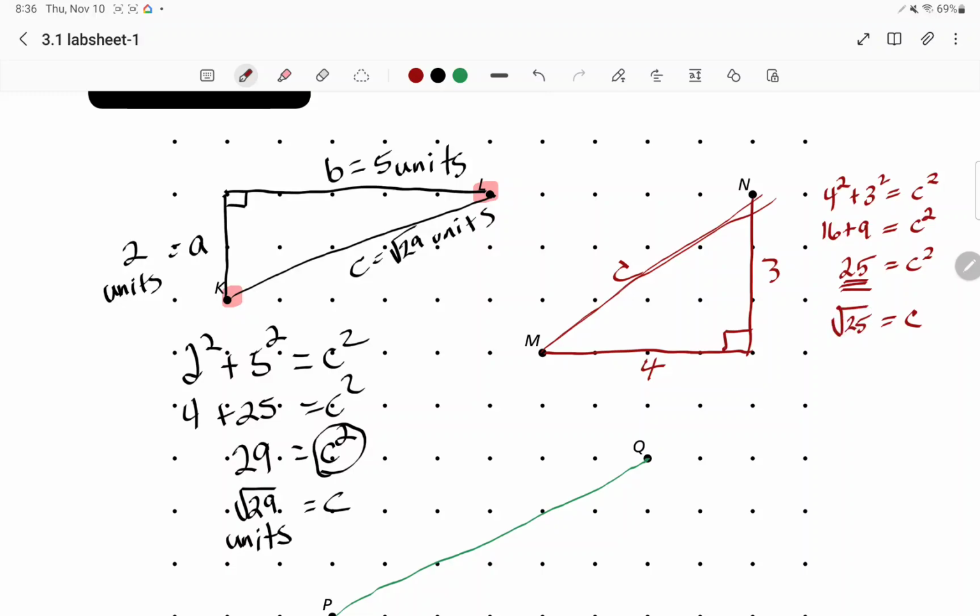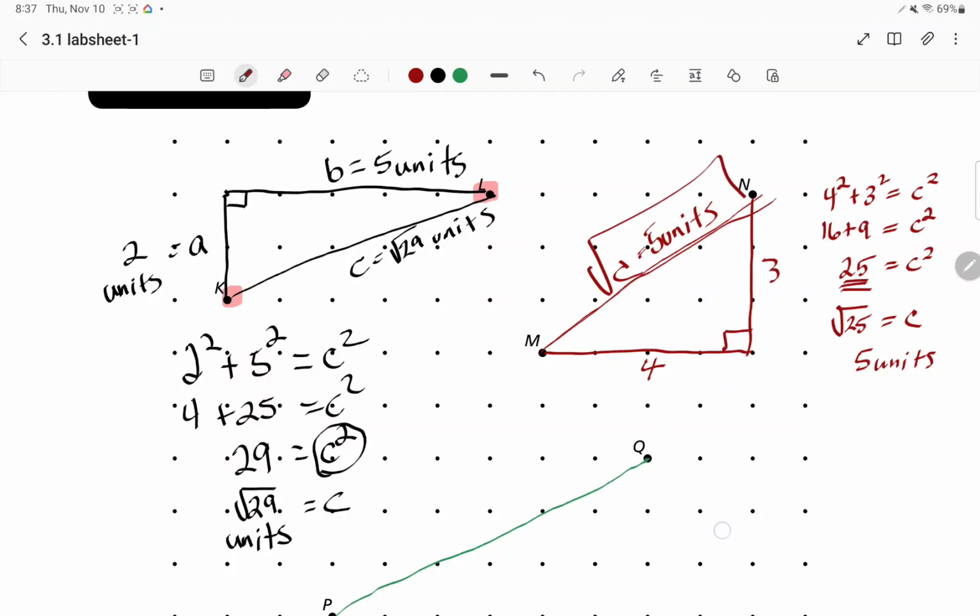Now, on quizzes and tests, I wouldn't expect you to simplify these square roots down any further than what they are unless it's a perfect square. 25 is a perfect square, which is just 5. So c simplifies down to just 5 units. And make sure we label it.